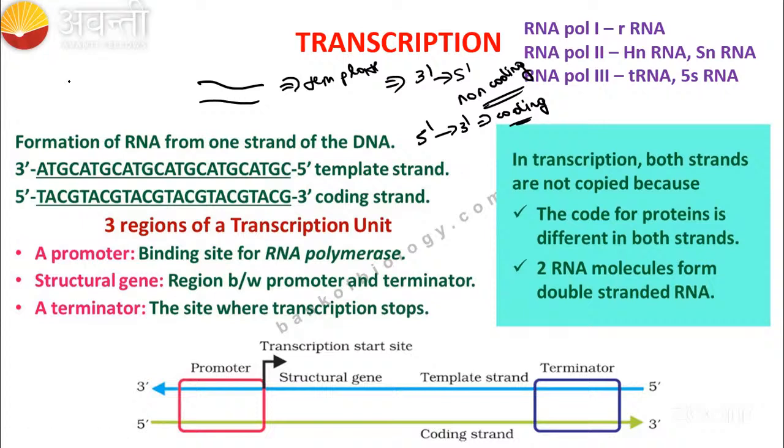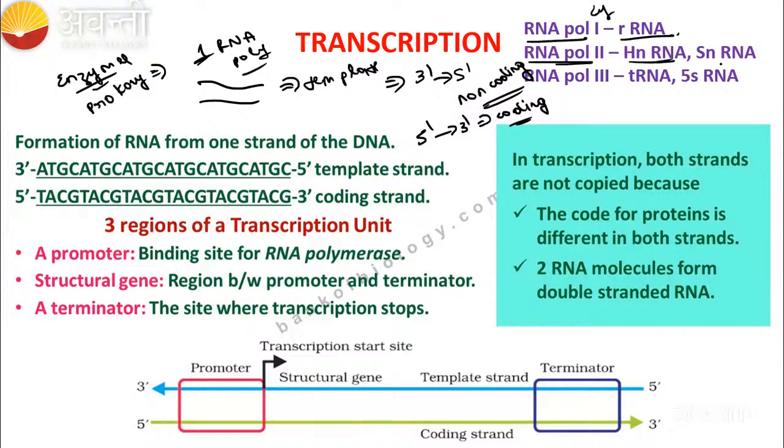Okay. Then coming to the enzymes in the transcription. In the prokaryotes, there is only one enzyme, one RNA polymerase. Whereas in the eukaryote, there will be 3 RNA polymerases. RNA polymerase 1 will synthesize the rRNA. RNA polymerase 2 will synthesize the hnRNA and snRNA, whereas RNA polymerase 3 will synthesize the tRNA and the 5S RNA. Kindly remember the RNA polymerase 2 is required for the transcription.